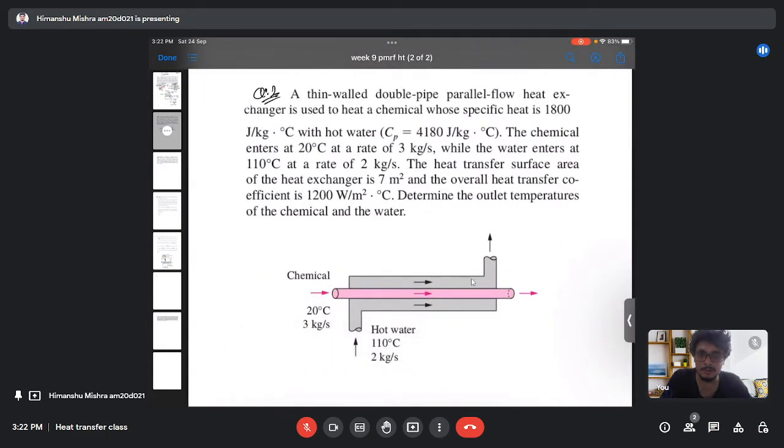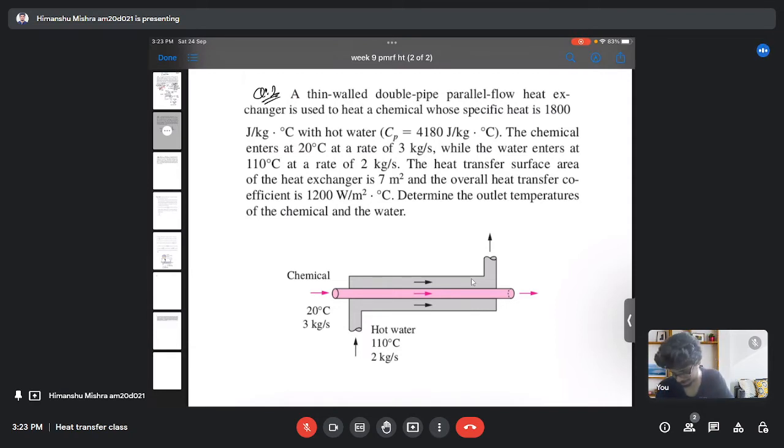In the next question, a thin wall double pipe parallel flow heat exchanger is used to heat a chemical whose specific heat is 1800 joule per kg degree Celsius with hot water, 4 joule per kg degree Celsius. The chemical enters at 20 degrees Celsius and water enters at 110 degrees Celsius. We have been given the area, which is 7 meter square, and the overall heat transfer coefficient, which is 1200 watt per meter square degree Celsius. We need to find the outlet temperature of the chemical and water.